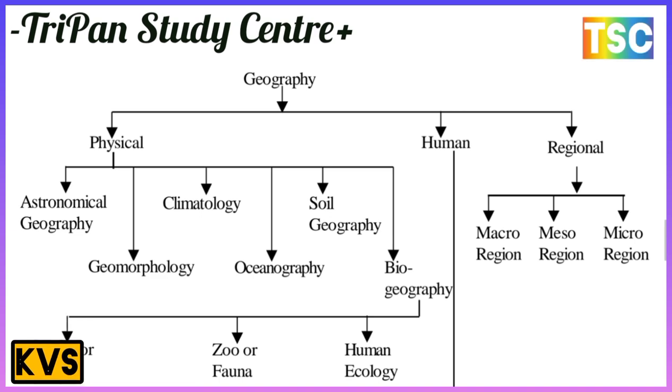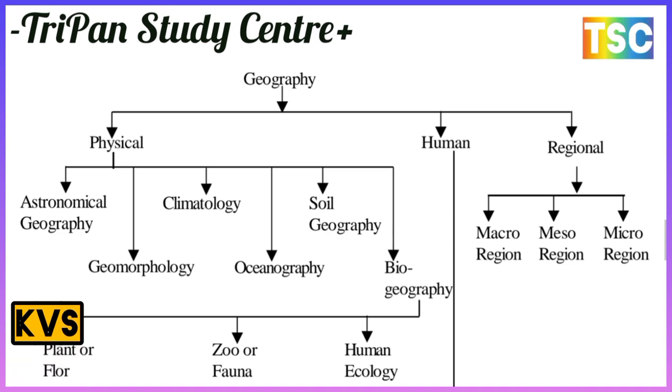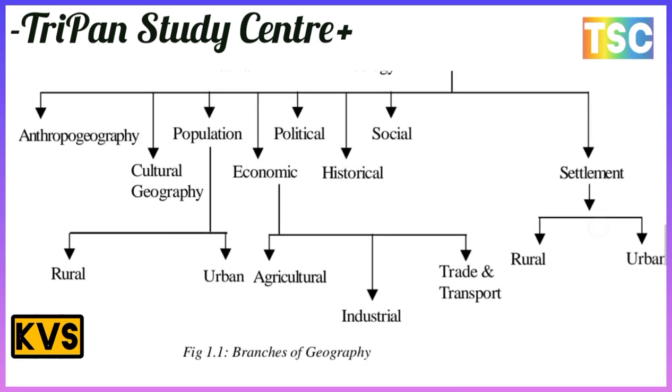The next is human geography, which I will discuss next. The other is regional geography, divided into macro regions, meso regions, and micro regions. Regional geography is divided into three types, and next is human geography, which is further divided.